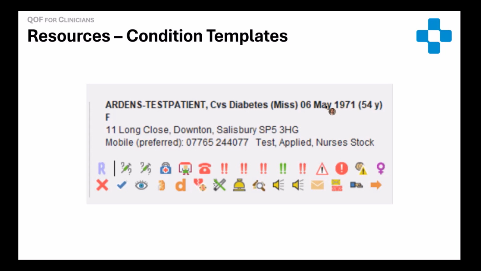So as you can see on this patient, they've got a few, but they've got the blue inhaler under their name. That is because they've got a diagnosis of asthma. The D would be for something like diabetes. I think that little heart with the clock would be heart failure, that sort of thing.